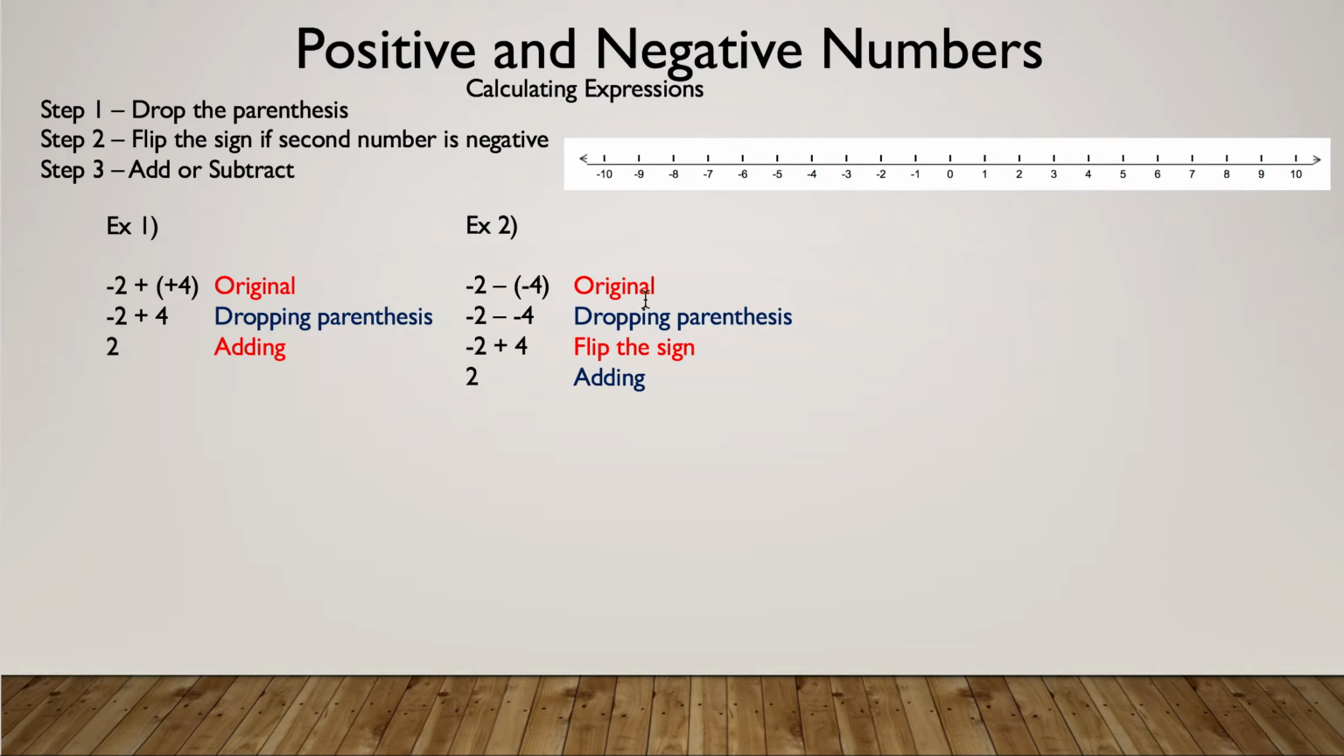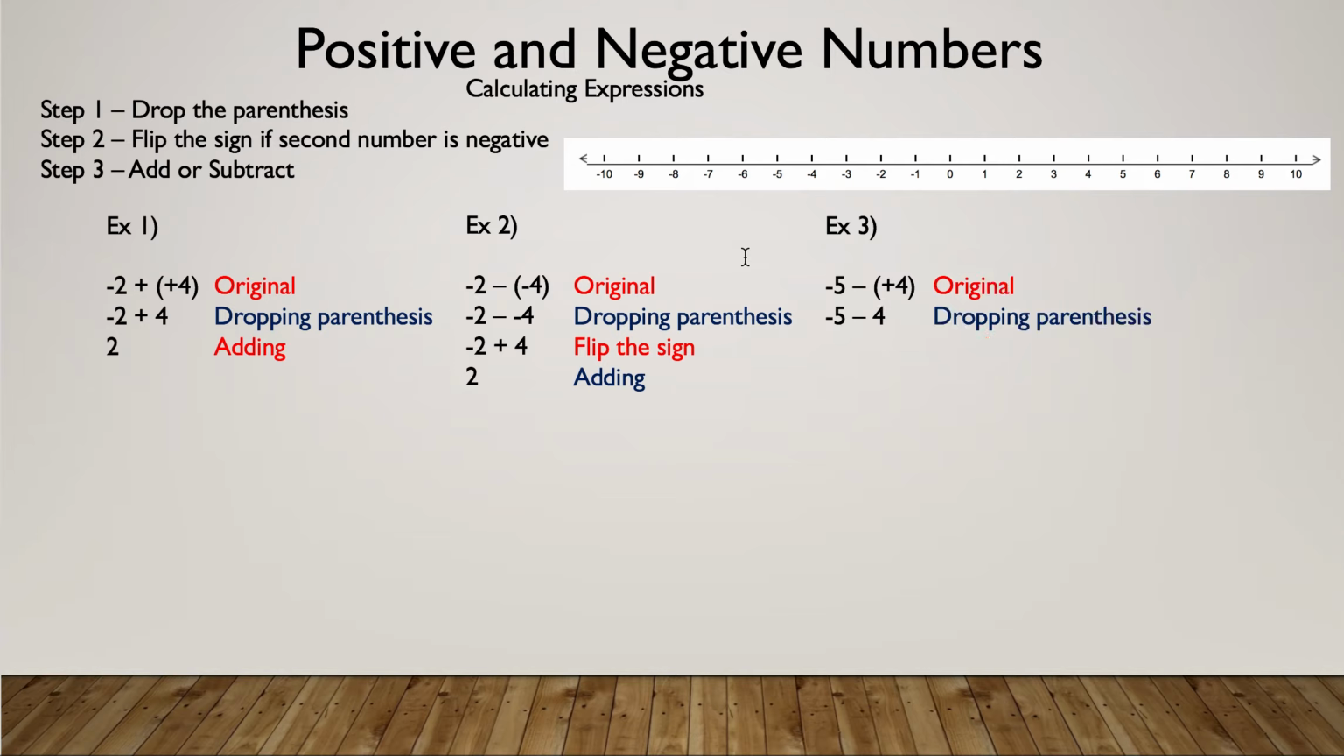So let's just check to see if it's true. -2. We are adding 4, so we go 1, 2, 3, and 4. So we're still at 2. Let's take a look at example 3. We have -5 minus +4.